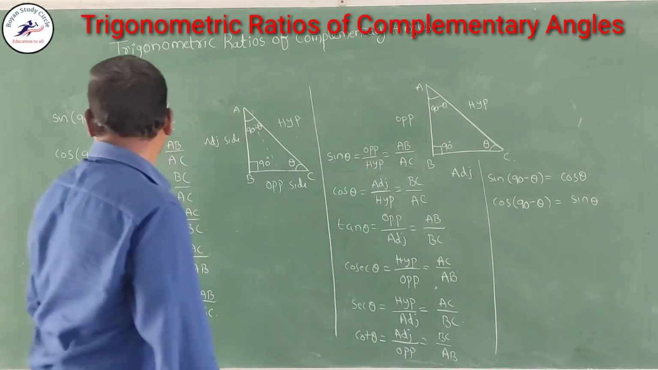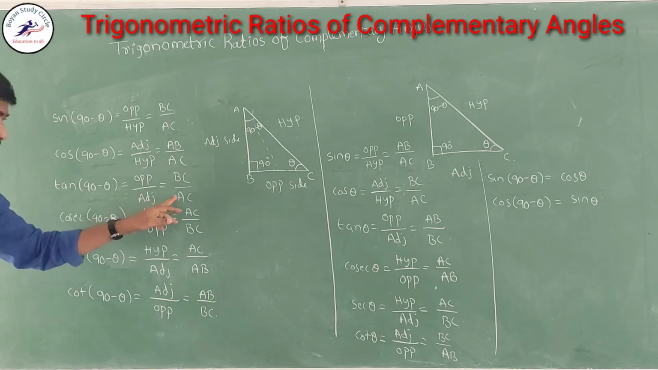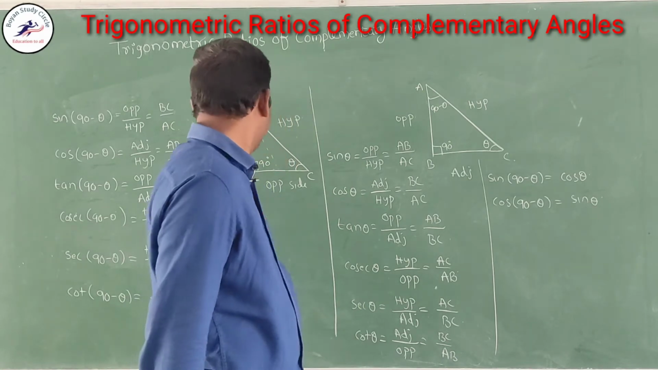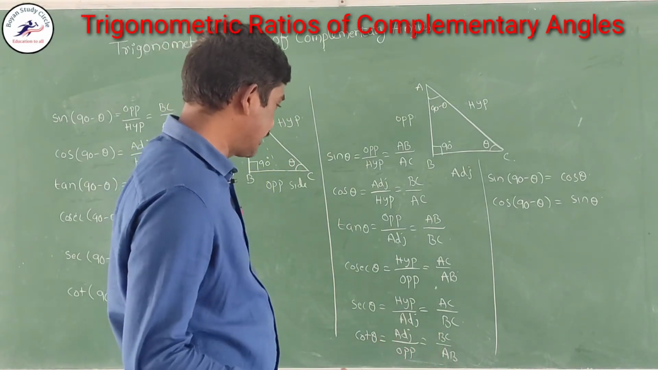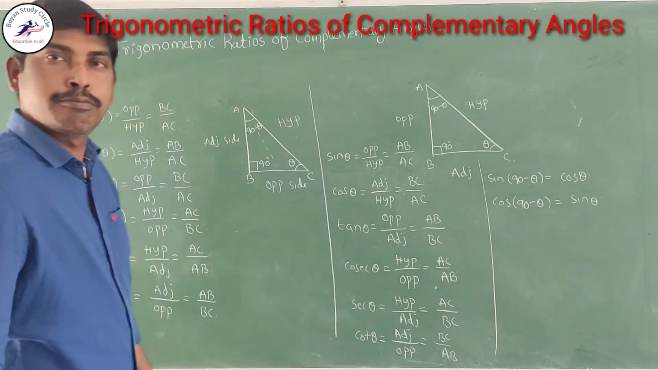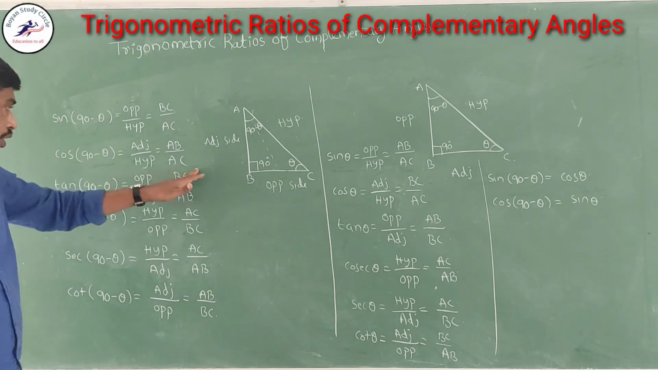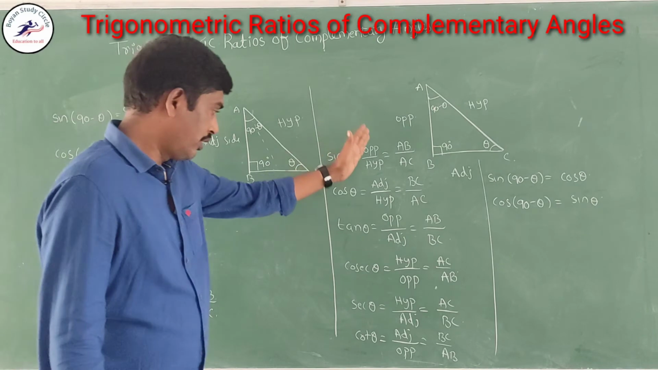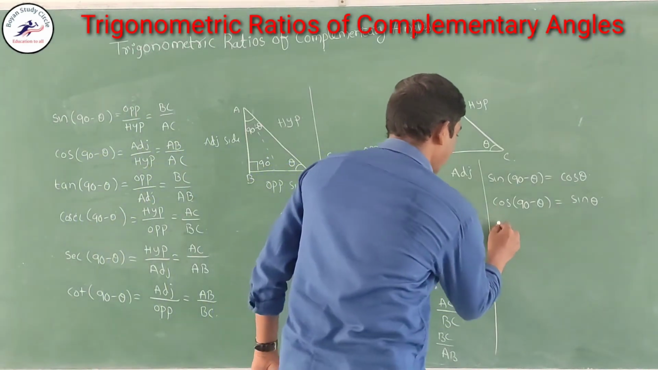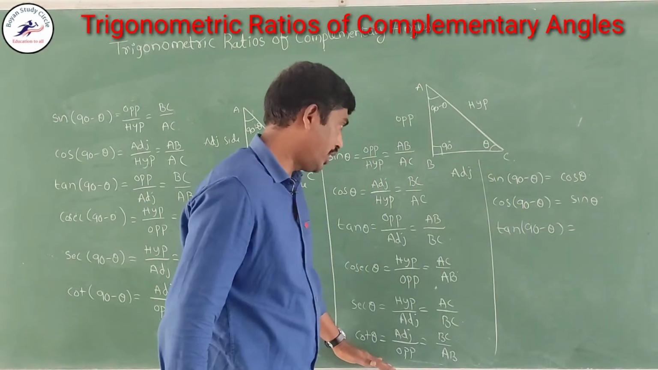So next one, tan of 90 minus theta is equal to BC by AB. Check here, BC by AB is equal to cot theta. Therefore tan of 90 minus theta is equal to cot theta.